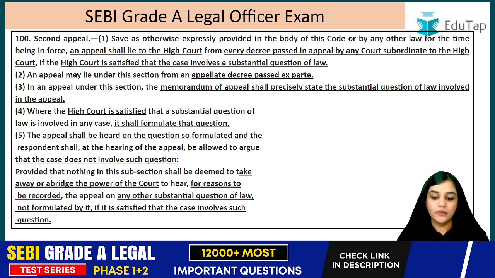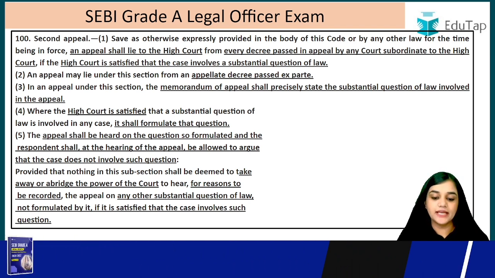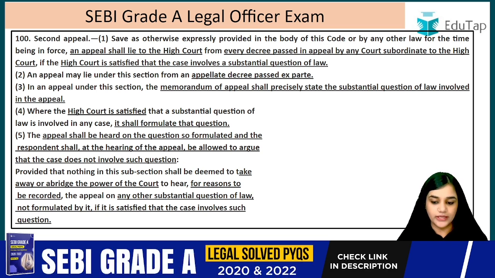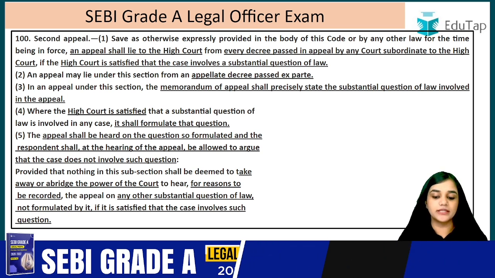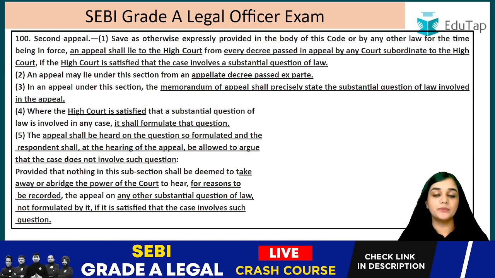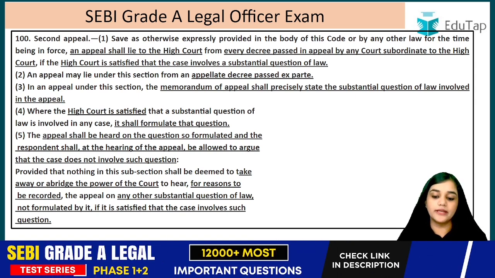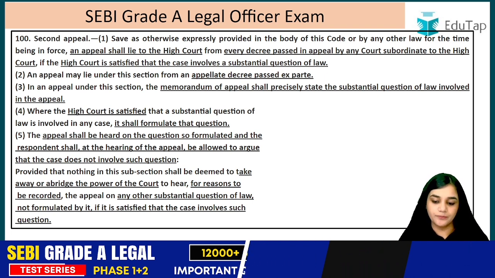Where the High Court is satisfied that a substantial question of law is involved in any case, it shall formulate the question. The appeal shall be heard on the question so formulated, and the respondent shall, at the hearing of the appeal, be allowed to argue that the case does not involve such question. Now the appeal is only going to be heard on that question of law, only the question of law that the High Court has formulated, right? So the appeal shall be heard on the question so formulated, and the respondent shall, at the hearing of the appeal, be allowed to argue that the case does not involve such question.